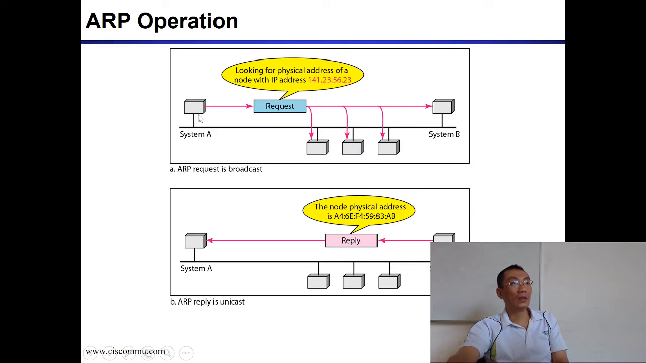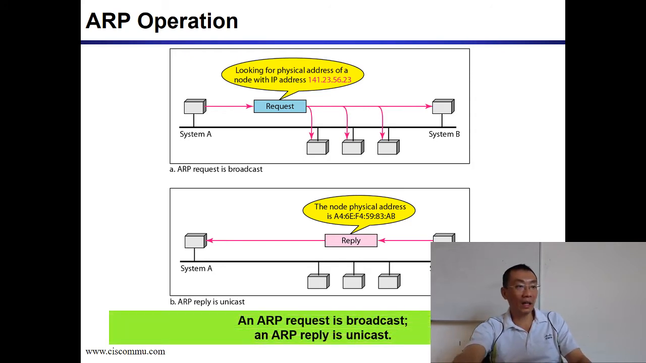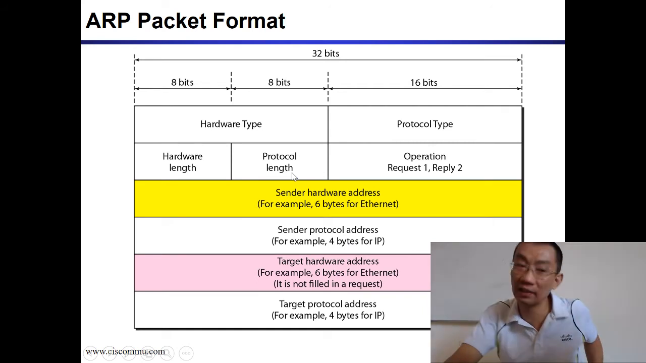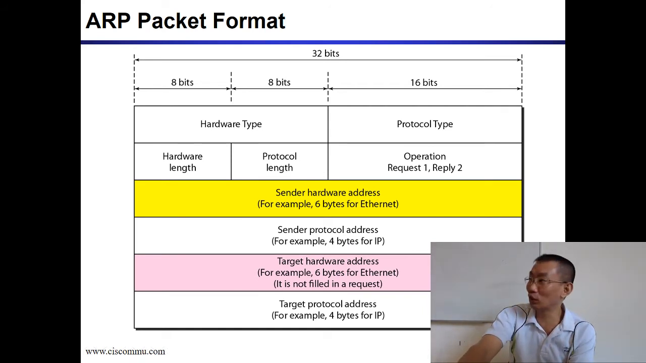So for the ARP request, you send the request as a broadcast to everybody. Then system B will reply back to system A with the MAC address. Once you know the physical address, you can do the ping. So the request is broadcast, the reply is unicast. This is the packet format. You don't have to remember this. Definitely it should not come out in the exam. We will not test you for memory.